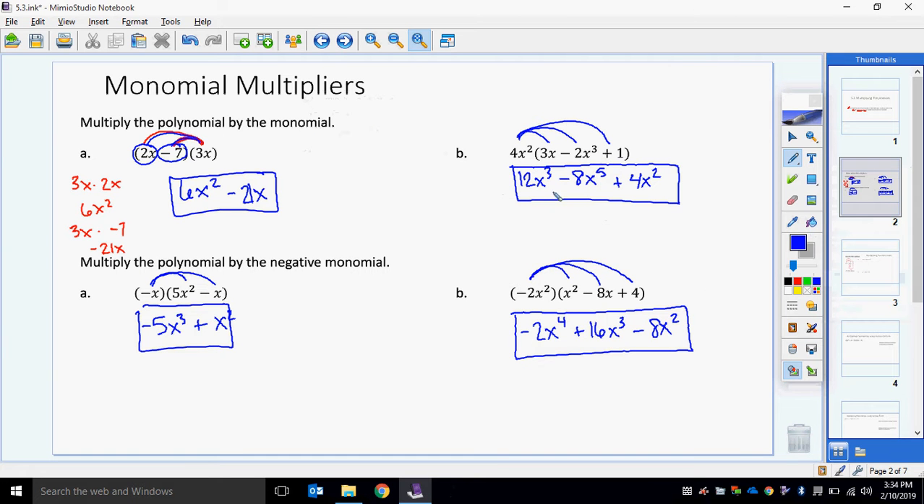Okay, on the first part B, you should have gotten 12x cubed minus 8x to the fifth plus 4x squared. Make sure you multiply all three of them, and that's a negative 2, so make sure you have a negative 8 there. Down here, you're distributing a negative 2x squared. So you get negative 2x to the fourth after you multiply it times the first one. The second one is a negative times a negative, so you get a plus 16x cubed, and then negative 8x squared.